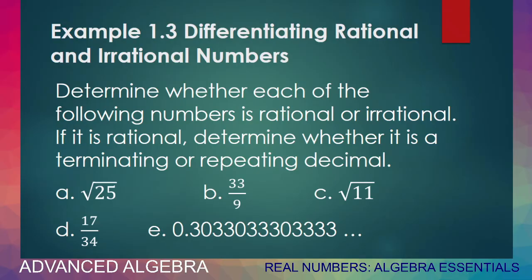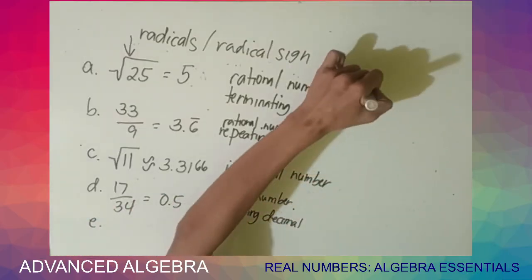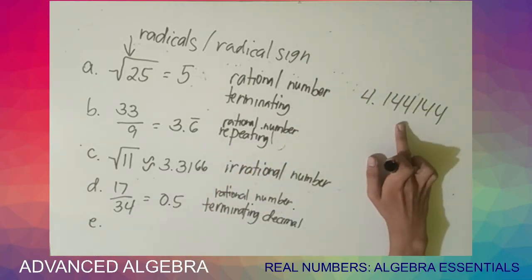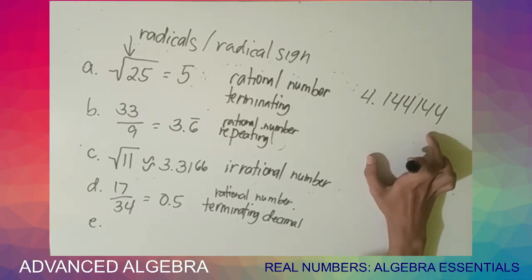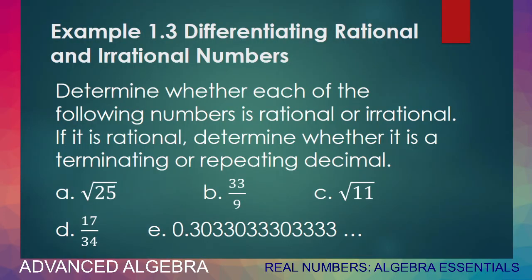Kunwari, magbigay tayo ng ibang example. For example, 4.144144... Mapapansin nyo dito, umuulit si 144. So, ibig sabihin, it is repeating decimal. Kung ipapalikan natin yung example natin, 0.30330333033..., wala tayong repeating na elements na katulad ng example ko. So, ibig sabihin, si letter E, it is an irrational number.